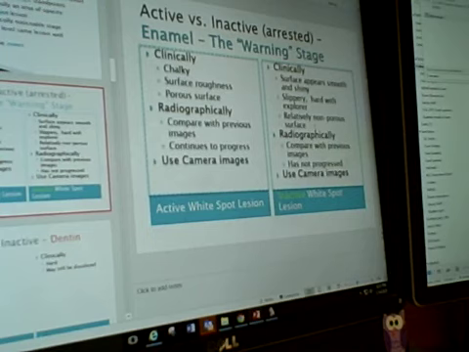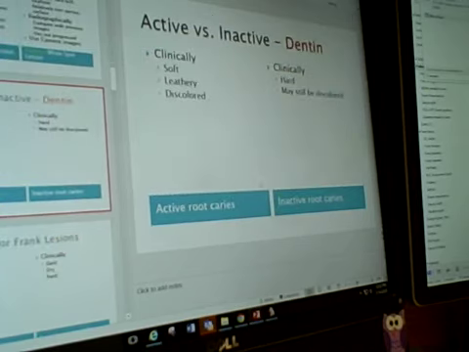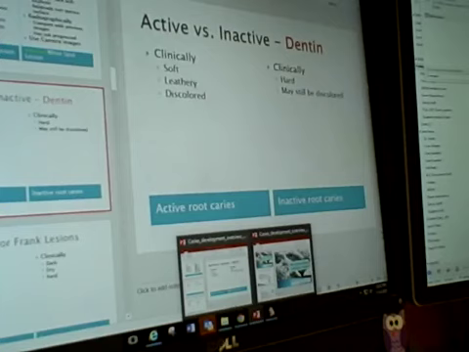Then clinically, if we had a white spot lesion that's not progressing, it might appear smooth and shiny, might be pretty slippery, pretty hard. We'll see it, but it's pretty non-porous. It's not much different than the actual enamel. So we're still going to compare with previous images, and we're going to see that it hasn't progressed. So we're still going to have our camera images. So once it's progressed, it will be the more chalky, more porous, more rough. And then when we feel it, it's going to feel different.